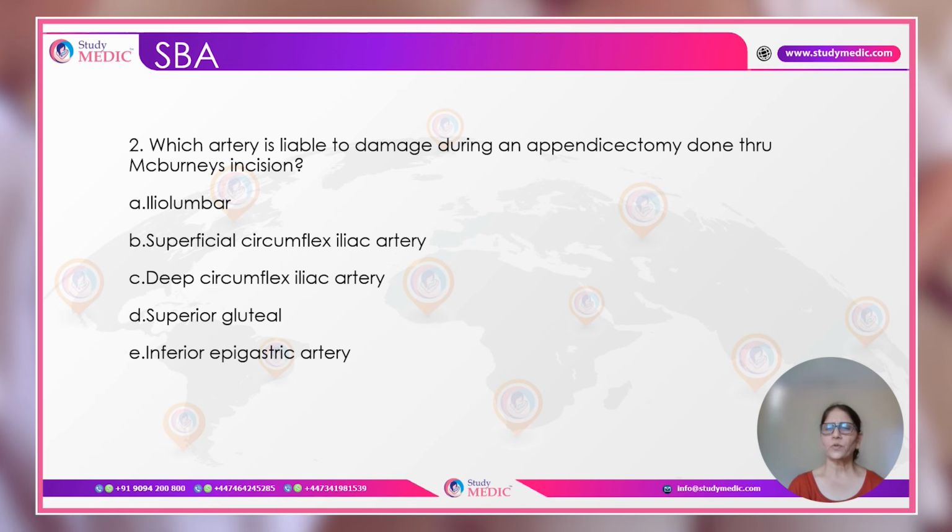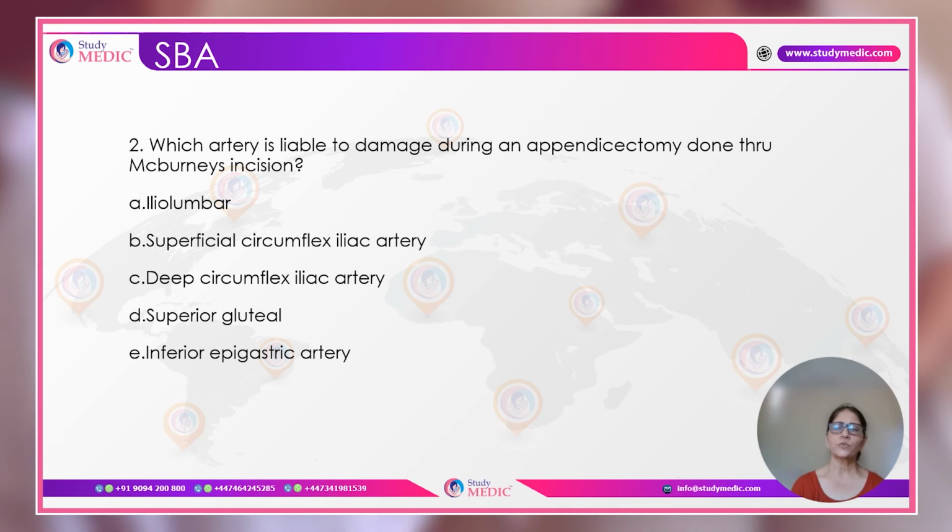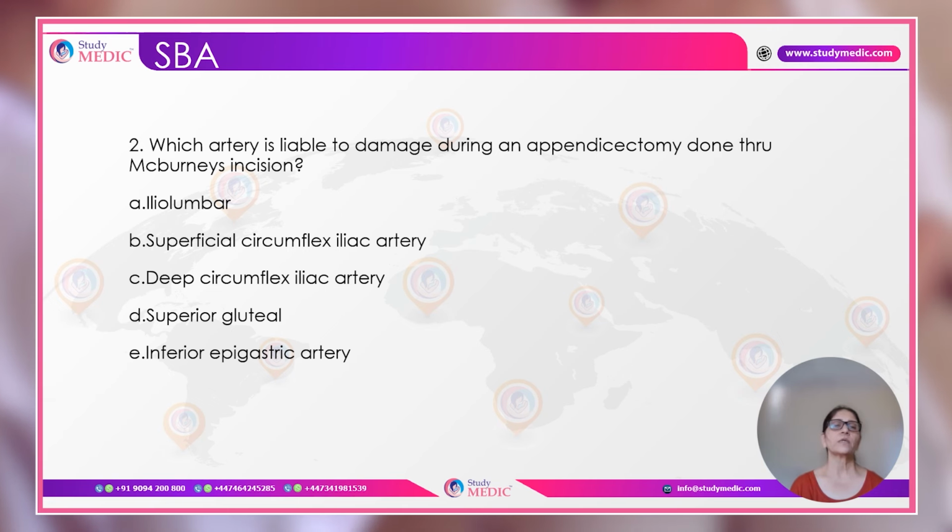So the iliolumbar, we know it is an artery that is there in the posterior abdominal wall. So that is not going to come in your McBurney's incision. Regarding the superior gluteal, it is present above the umbilicus, so that is also not likely to be injured.